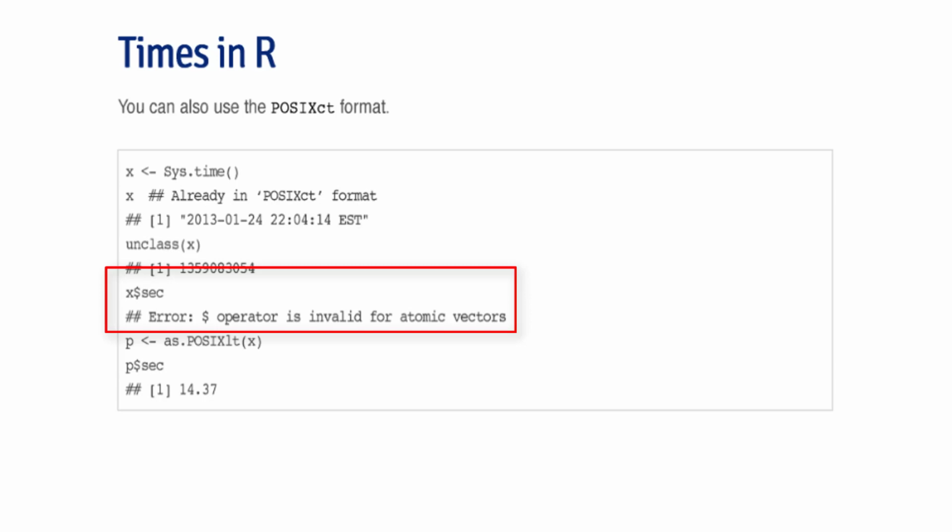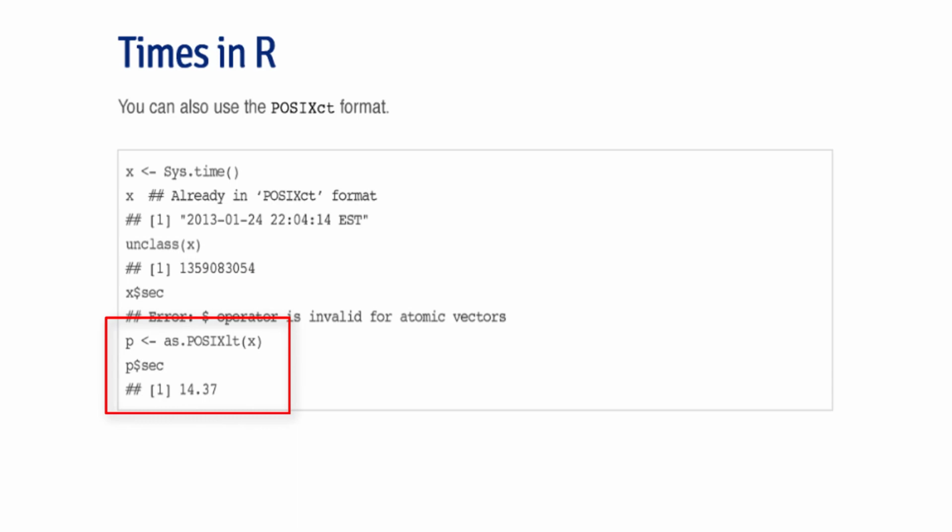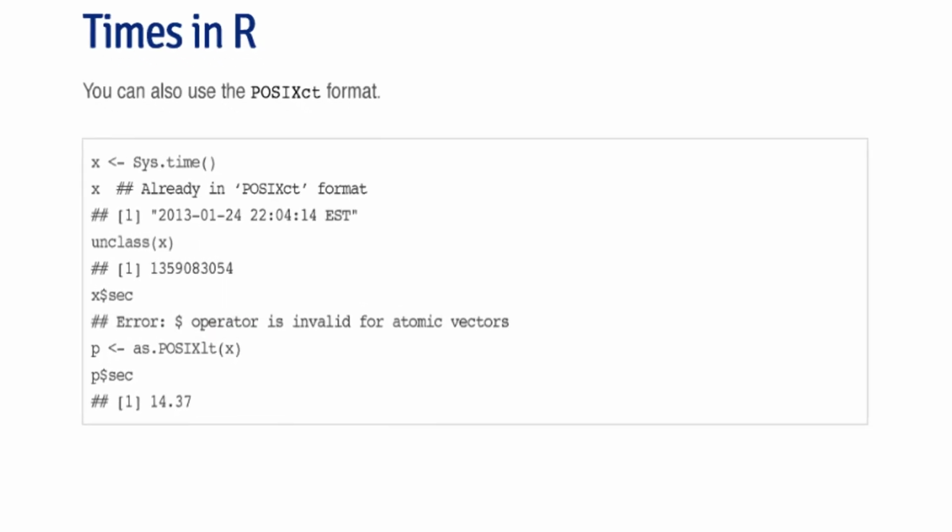If you want to get those elements out, you have to convert it to POSIXlt using the as.POSIXlt function. Then I can get the seconds out. In this case, it's 14.37 seconds.